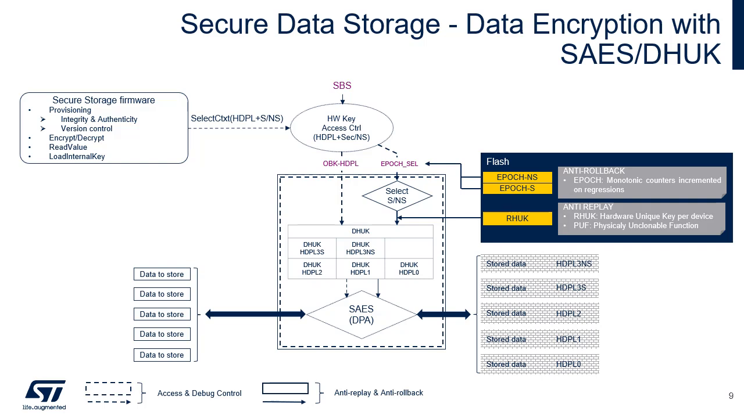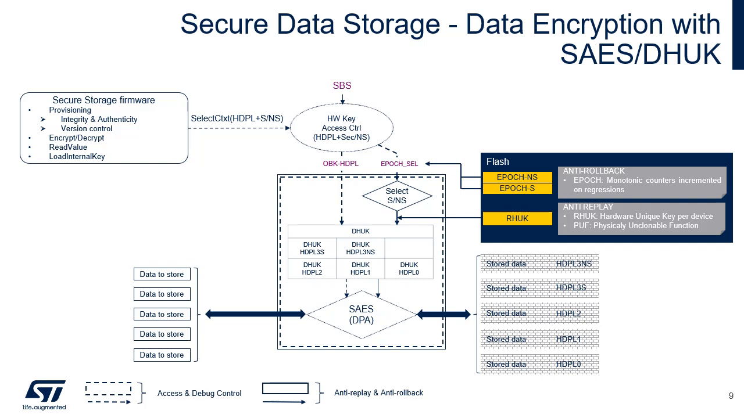This slide focuses on data protection, SAES, and DHUK to support anti-rollback and anti-replay attacks. The anti-replay protection is guaranteed thanks to the use of the root hardware unique key, or RHUK, to process the SAES DHUK. The anti-rollback protection is guaranteed thanks to the use of one of the two epoch counters to process the SAES DHUK. The RHUK is uniquely programmed by ST in the system flash memory and cannot be erased or reprogrammed.